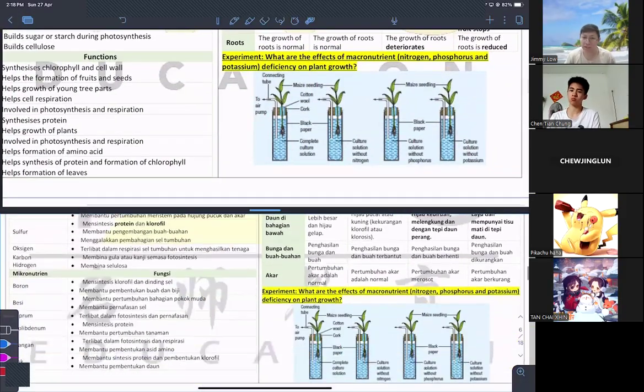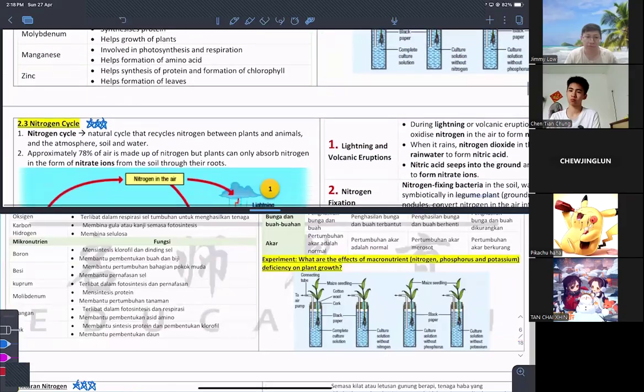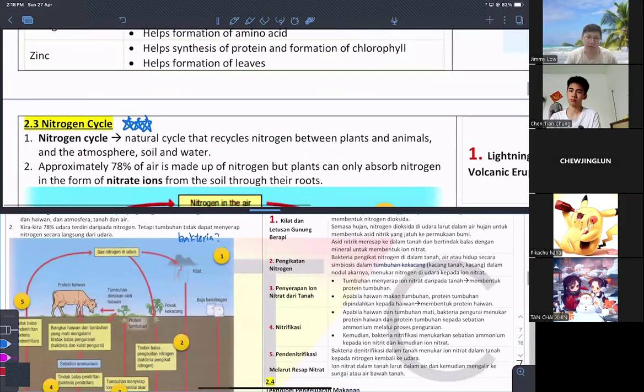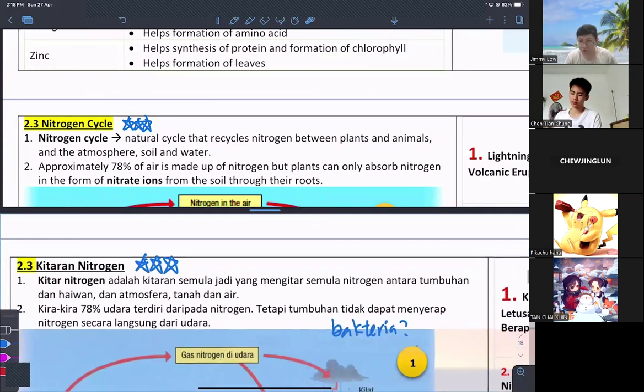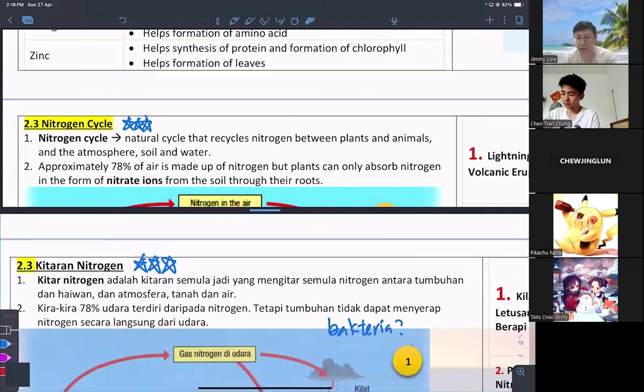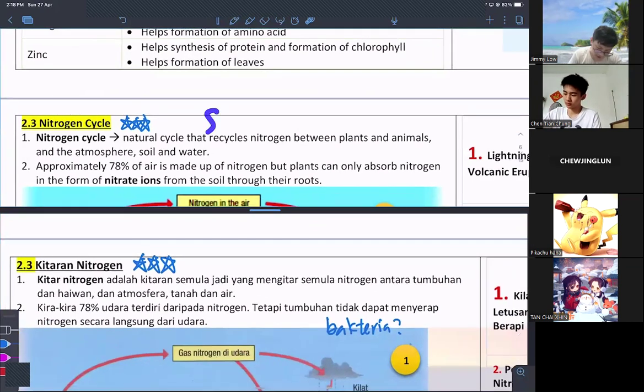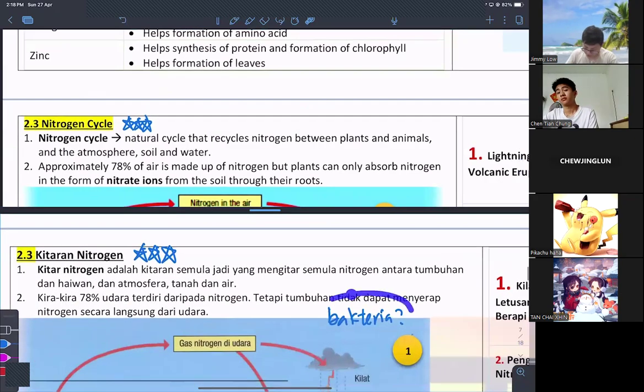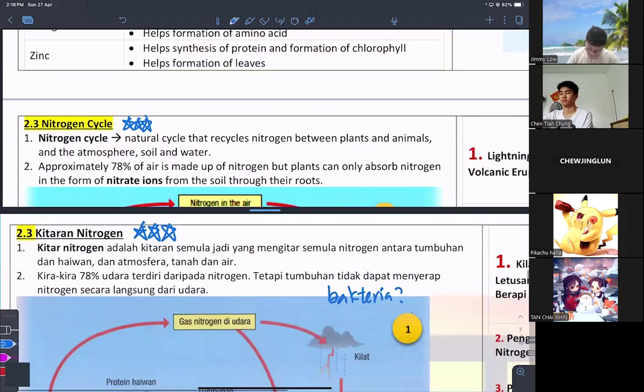They'll ask in terms of the experiment. Talking about your nitrogen cycle, this one also 3 stars, super, super important. It usually comes out in your Section B and your objective questions. You have to know the nitrogen cycle: the name of the bacteria as well as the processes. Know the process, know the bacteria.